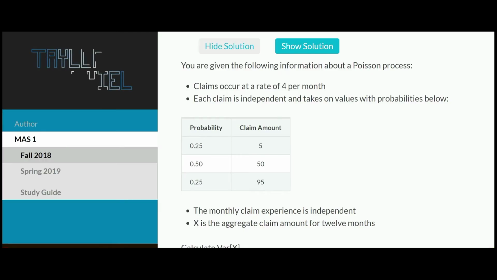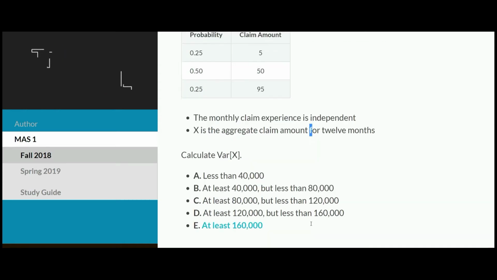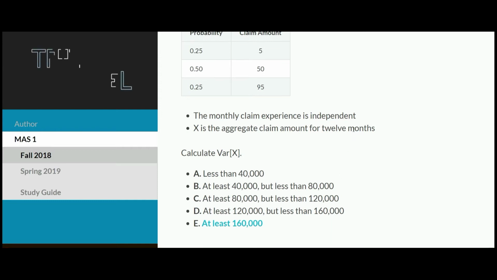You are given the following information about a Poisson process. Claims occur at a rate of 4 per month. Each claim is independent and takes on values with probabilities below: 25% 5, 50% 50, 25% 95. The monthly claim experience is independent. X is the aggregate claim amount for 12 months. Calculate the variance of X.